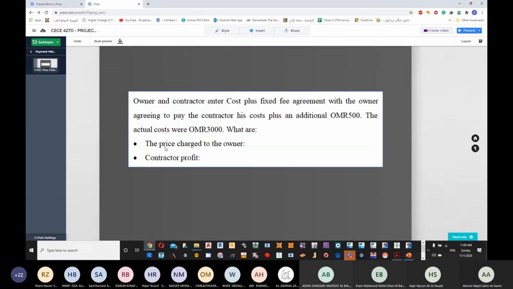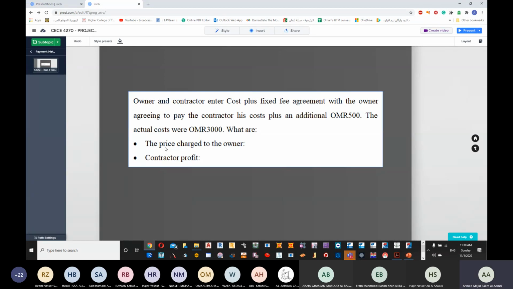Now, will the contractor try to finish the project as soon as possible, or will he take a lot of time to finish the project in this scenario? Will you try to finish the project fast and take the 500, or will you take a long period? You will try to finish it as soon as possible, so you get your 500 and go to another project, right? Is it clear?